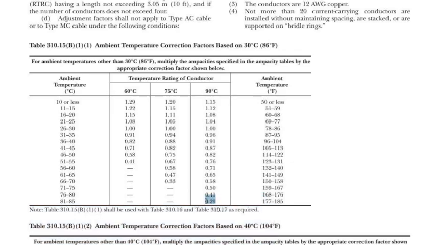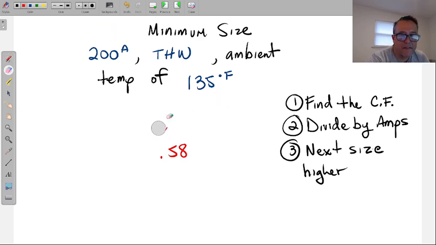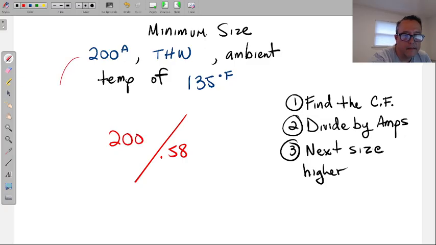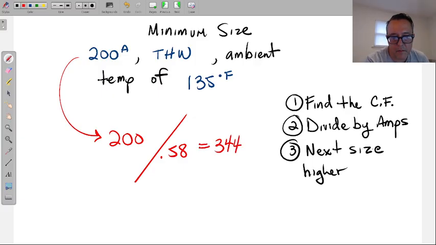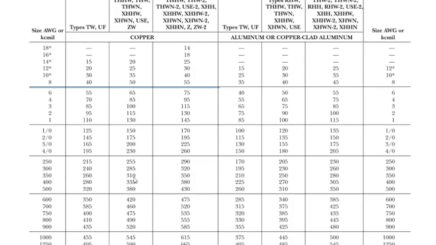The 90 degree column can go into Antarctica. So 0.58, make sure you got to 0.58. Maybe that could have been the reason why we have different answers. Now we're going to divide by 200, that's our target amperage. So we find the correction factor first and then divide by the target amperage. 200 divided by 0.58 gives us 344.82. Now we head over to the 75 degree column of Table 310.16 and work our way down until we find a wire that can hold either 344.82 amps or 345, or the next size higher. And that is going to be 500 kcmil.